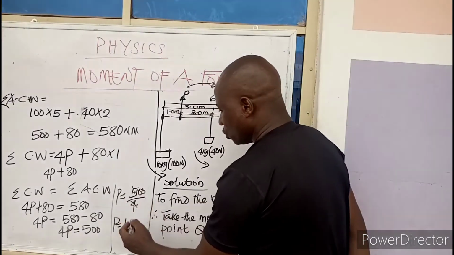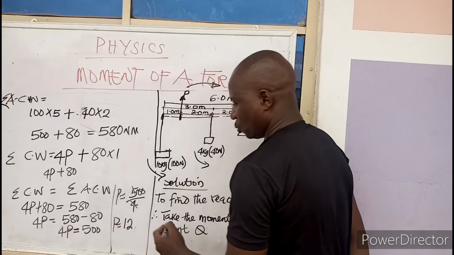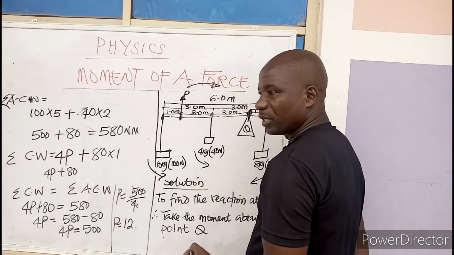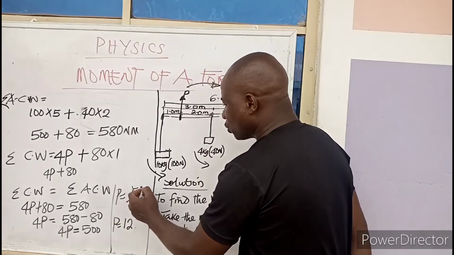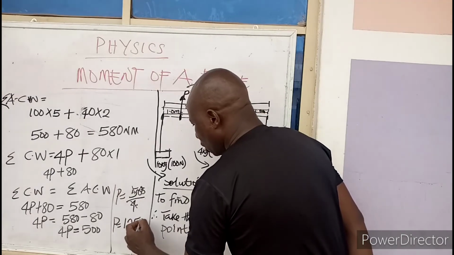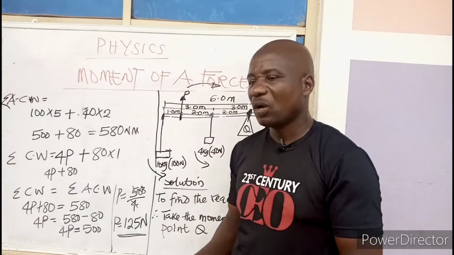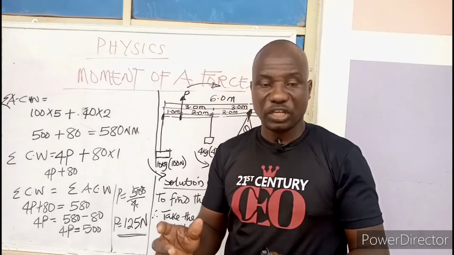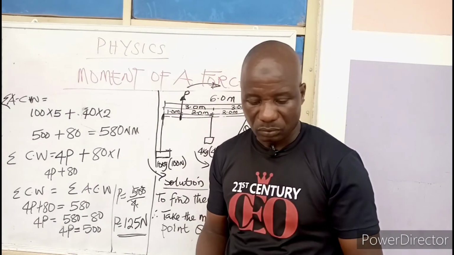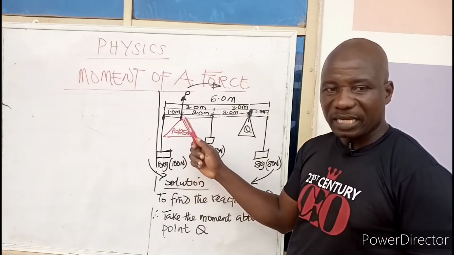In 10, that is 2. It remains 2. In 20, that is 5. So the effect of P is equal to 125 newtons. Is that understood? I have found the reaction at P.